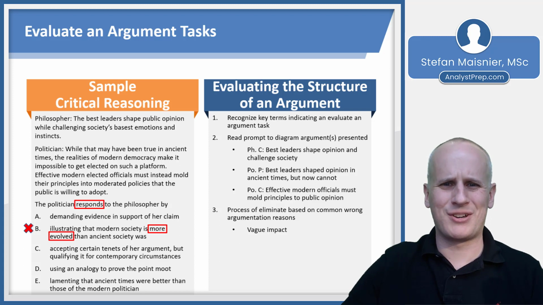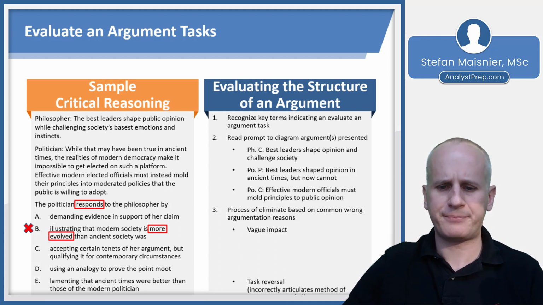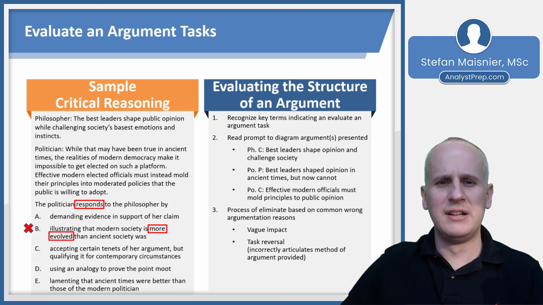This introduces more confusion than answers. So I've got more questions now about what "more evolved" even means from the argument, so we can eliminate that. And our task reversal for method of argument evaluate tasks is that it basically incorrectly articulates the way that the argument proceeds.